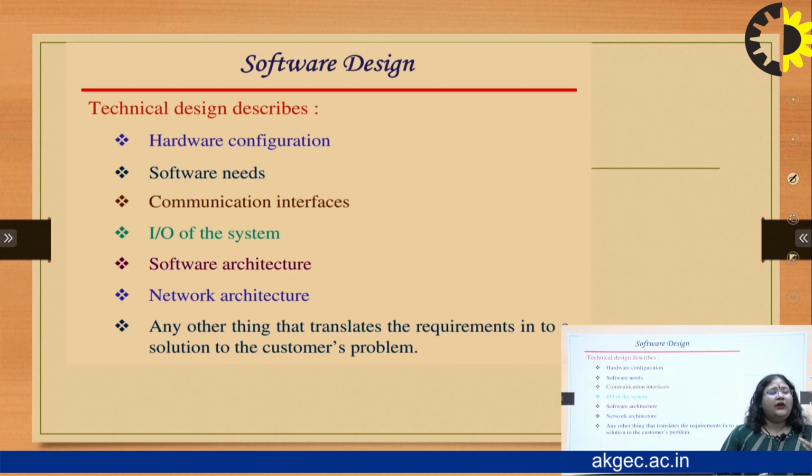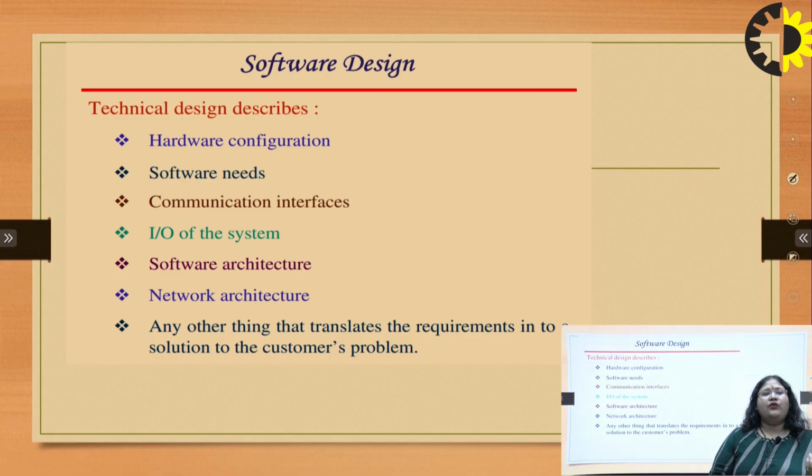Now, I already explained the technical design requirements and what we have to focus on in the technical design type, because this focuses on how. So, in this we have to define the hardware configuration, software needs, communication interface, input and output of the system, software architecture, network architecture, and the things that we will use for solving the problem statements of the customer. So, all these things we have to describe in the technical design.